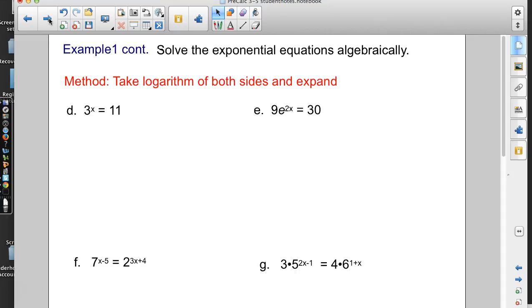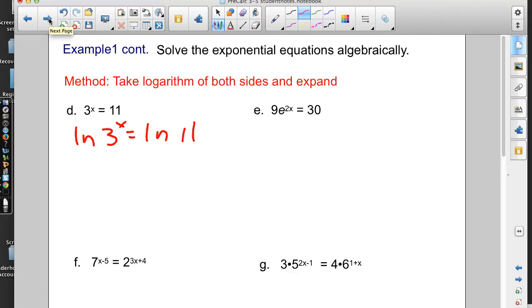So this one says, now we've got trouble. Solve the exponential equations algebraically. And the method we want to use is take the logarithm of both sides and expand, because 3 to the something is 11. Really can't get those bases to match. So we're going to get you used to using natural logarithm more, because for calculus that's going to be really helpful. So we're going to take the natural log of both sides. And then if you look at that, go, now what? Well, we do the one thing we can do, which is say, hey, this is a power. Powers are supposed to become multiplication.